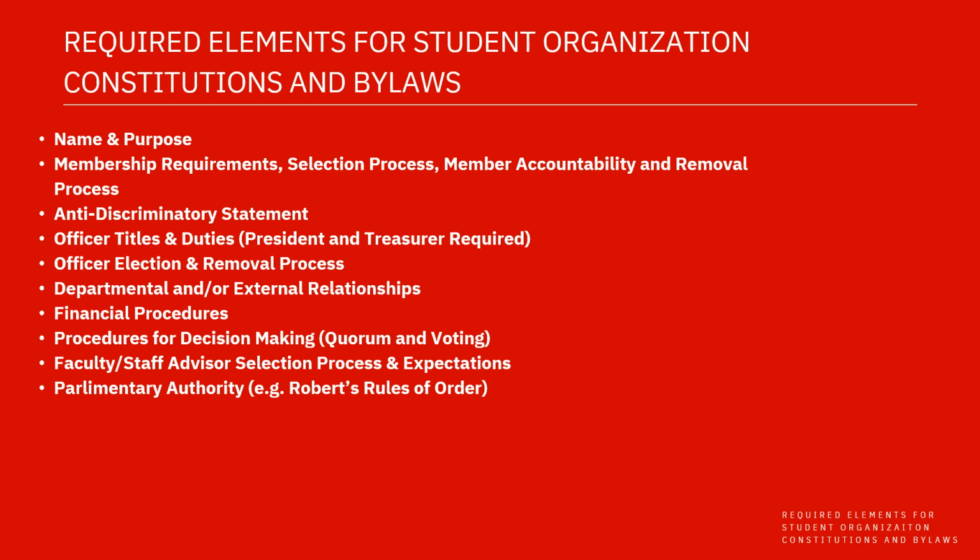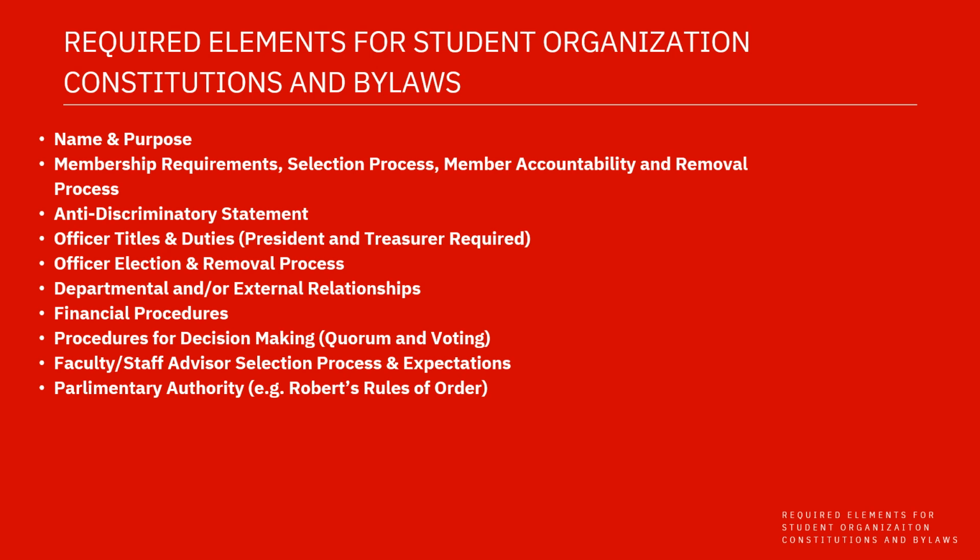Next, we need you to include any departmental or external relationships. What this means, as a great example, is maybe you have a close relationship with a department. You're in an academic organization that works very closely with the Rawls College of Business. Please include that. Or an external relationship example might be that you work very closely with a local church or religious organization. We need you to disclose that information in your constitution or bylaws.